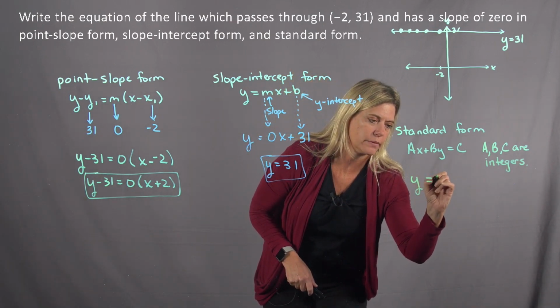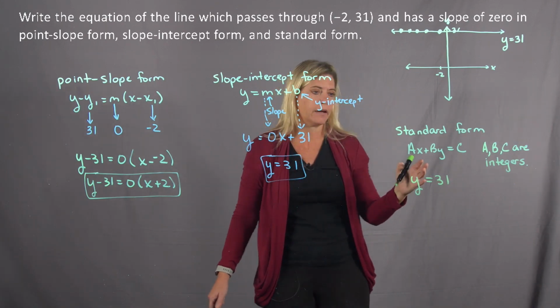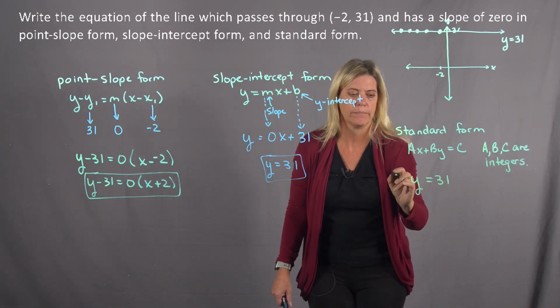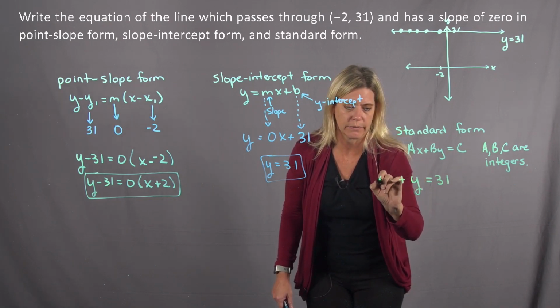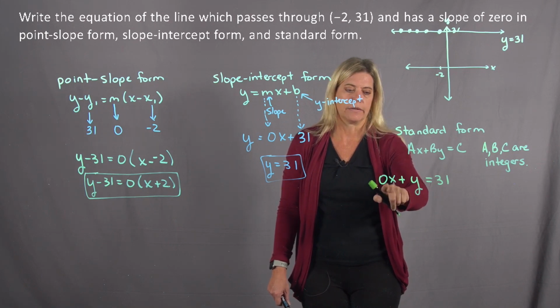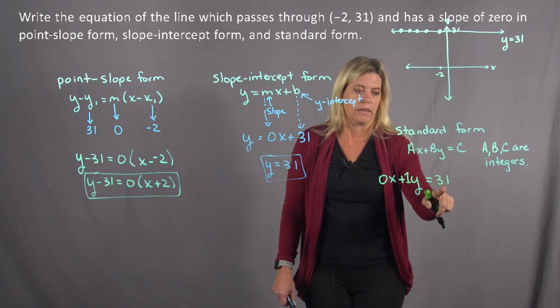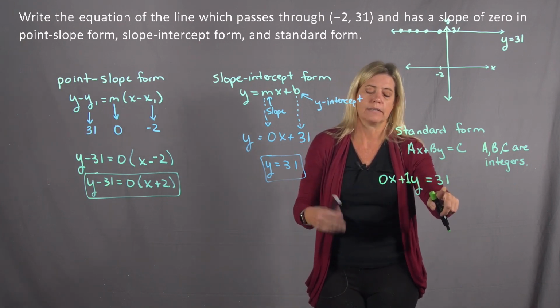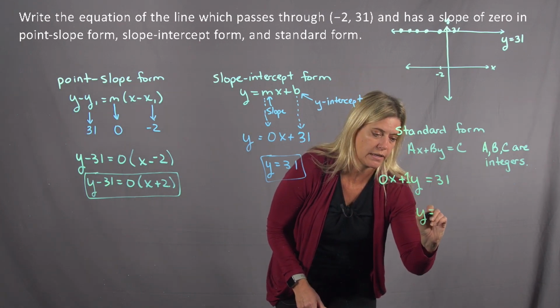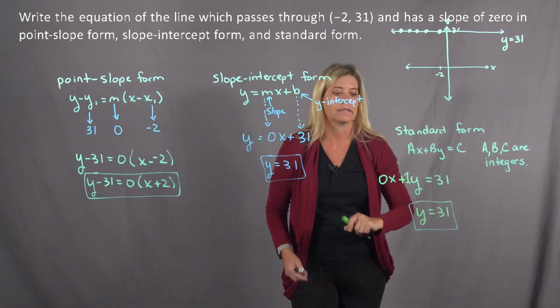So y equals 31. Do I need to manipulate it at all? I've got my y term. You can put an x term here if you want, 0x. Got those on the same side. 0 and the coefficient of 1 right here are both integers. The constant 31's on the other side. It's an integer, so yes, y equals 31 is also the equation of this line in standard form.